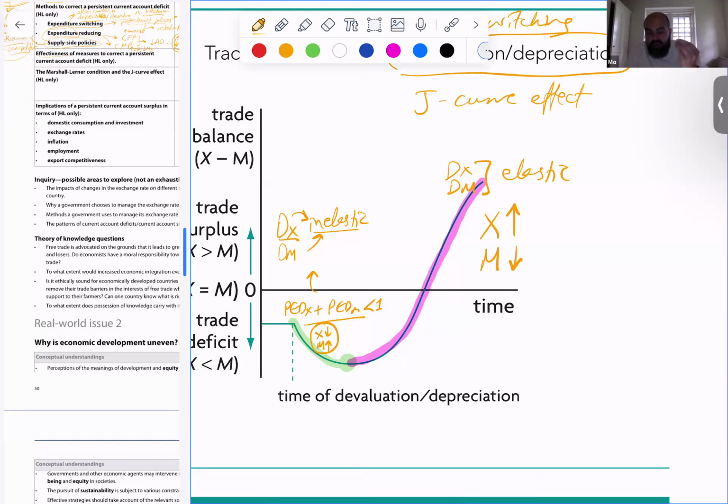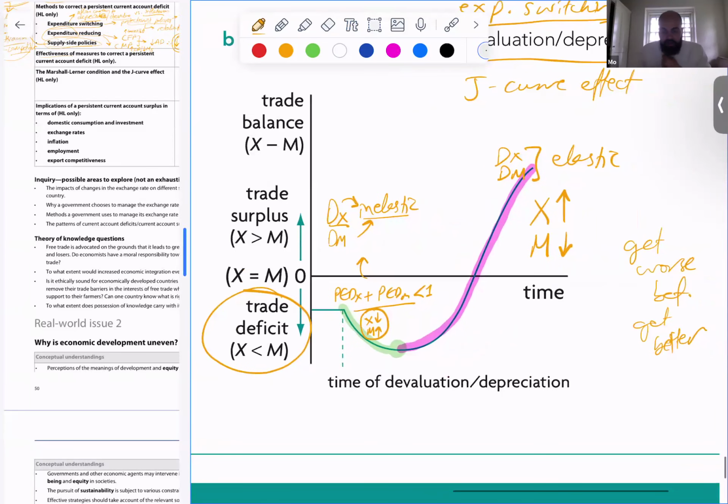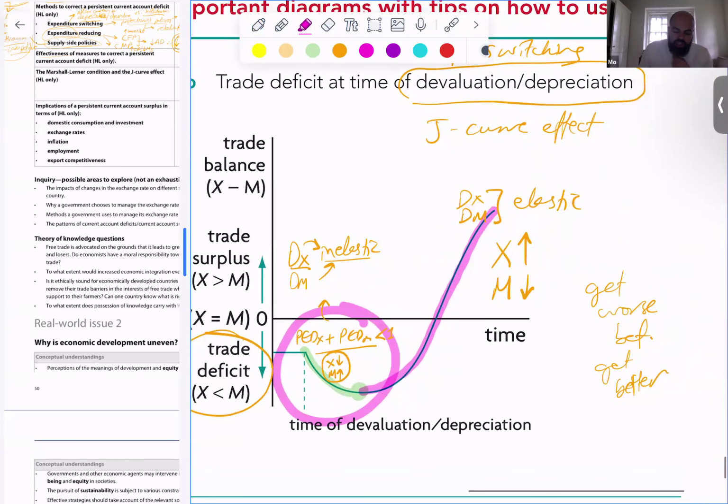So the point is, no pain, no gain. Depreciating or devaluing your currency will make things worse before they get better. The deficit will get worse before it gets better. Why? Because in the short term, the Marshall-Lerner condition isn't satisfied.